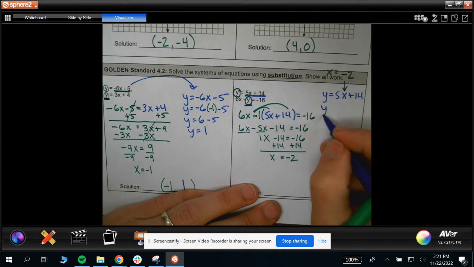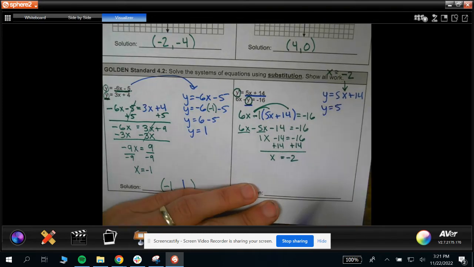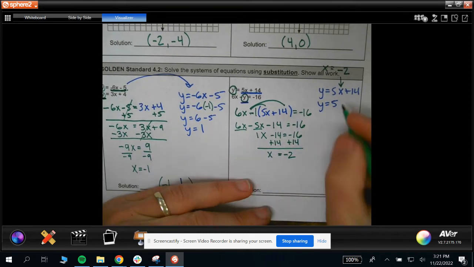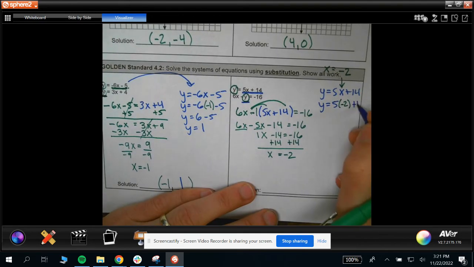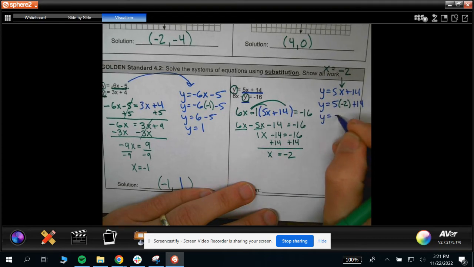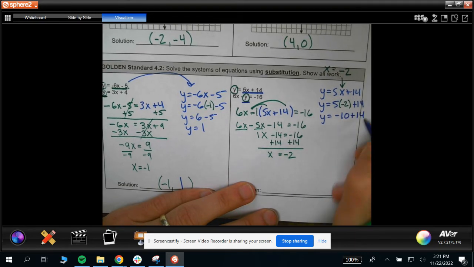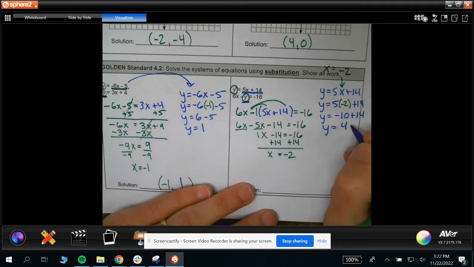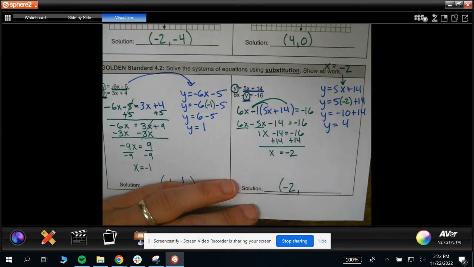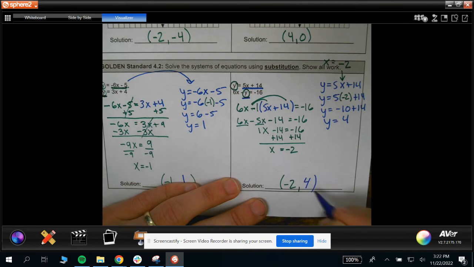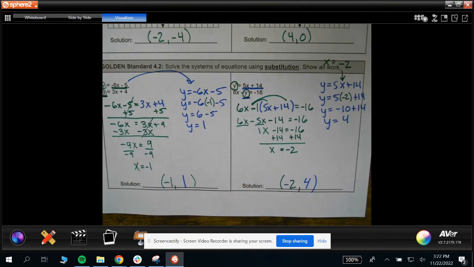So to find y, I substitute in my x value. So instead of x, I'm going to replace x with negative 2 plus 14. So y equals negative 10 plus 14. So y equals 4. So my solution is negative 2, comma 4. That's how we do substitution. All right, let's move on to standard 4.3.